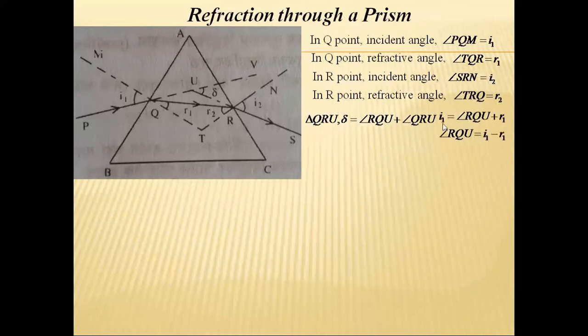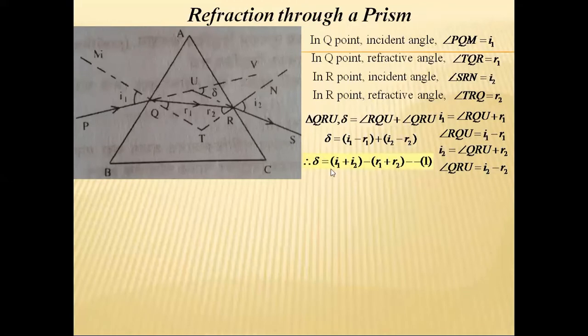We know that the opposite angles must be the same. So I1 is equal to angle RQU plus R1, so RQU is equal to I1 minus R1. In the same way, I2 is equal to angle QRU plus R2, then QRU is equal to I2 minus R2. Now we put the values in the main equation. So phi is equal to I1 minus R1 plus I2 minus R2.